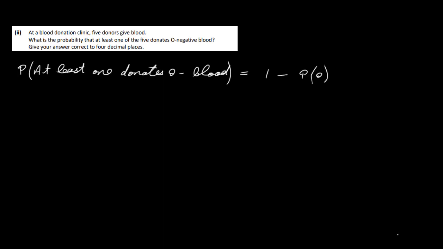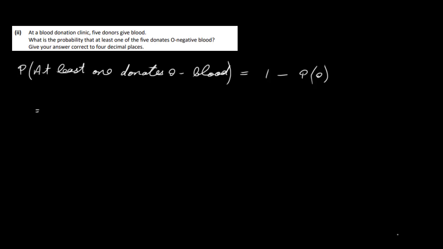At a blood donation clinic, 5 donors give blood. What is the probability that at least one of the 5 donates O negative blood? Give your answer correct to 4 decimal places. Okay, so the probability that at least one donates O negative is going to be equal to 1 minus the probability that no one donates O negative blood.